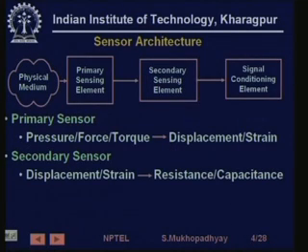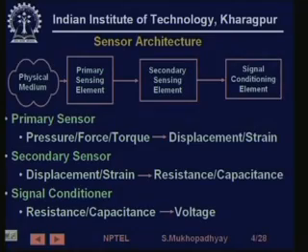Then we have a secondary sensor which will take this displacement or strain and will generally produce a resistance or a capacitance change. And finally, we will have the signal conditioning circuit, where the resistance or the capacitance will be a part of a circuit, and therefore a voltage will be produced, sometimes a change in frequency may also be produced, which will be proportional to this change in resistance. So, this is the basic architecture which will be evident in most of the sensing systems that we are going to see here.